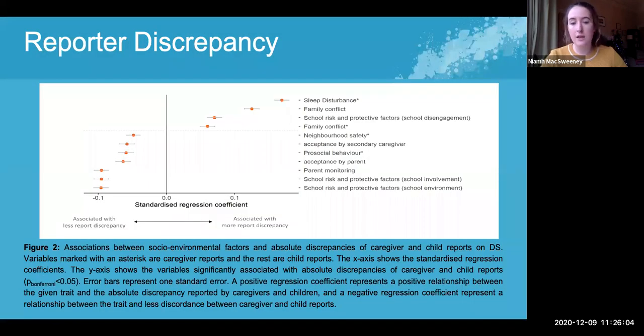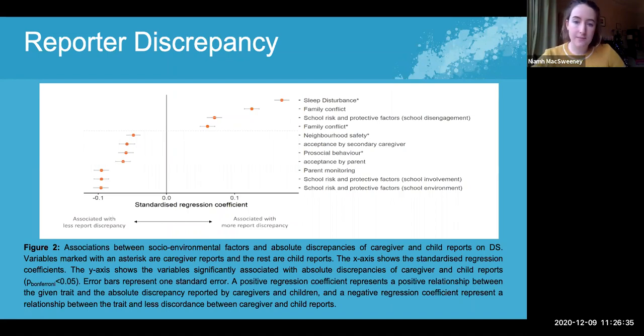So in this figure here, we can see the factors associated with more reported discrepancy. We looked at some socio-environmental factors that are included within the ABCD study. You can see here on the right-hand side, these are the list of the external factors, and the ones with an asterisk are the parent report. And this is the absolute discrepancy between caregiver and child reports of depressive symptoms.